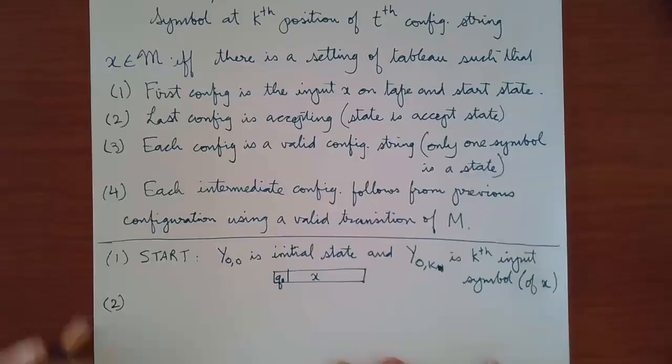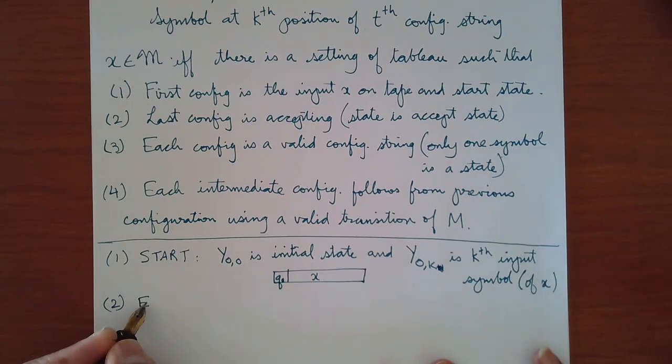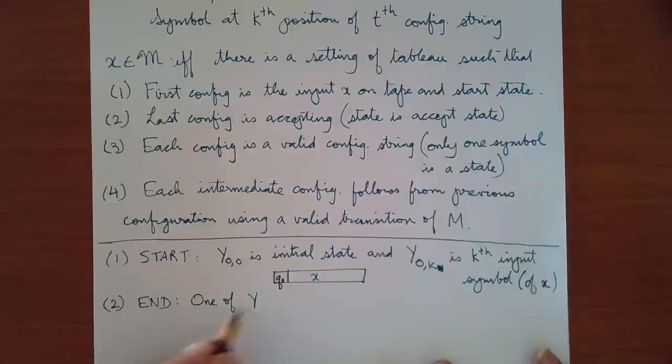The second condition, which I'll call end, just says that one of y_(n^c)k is an accepting state.